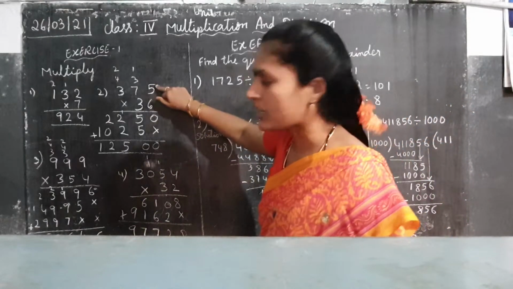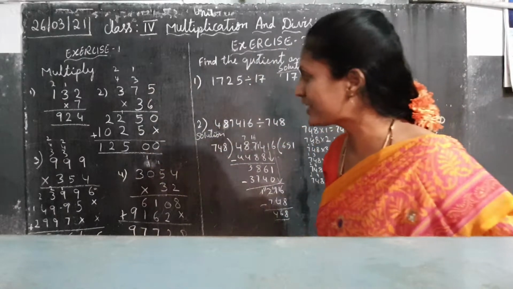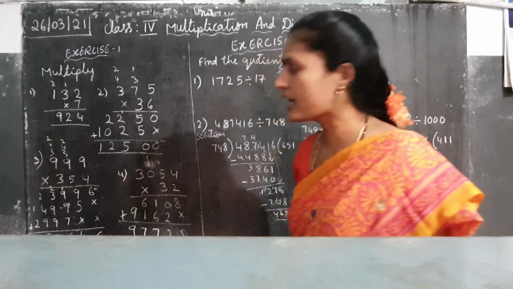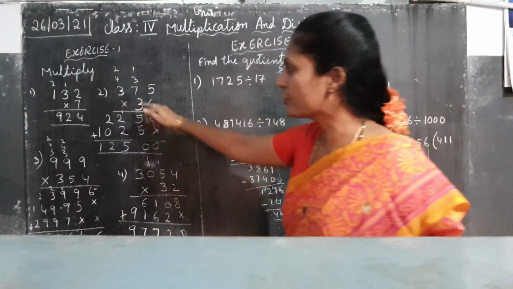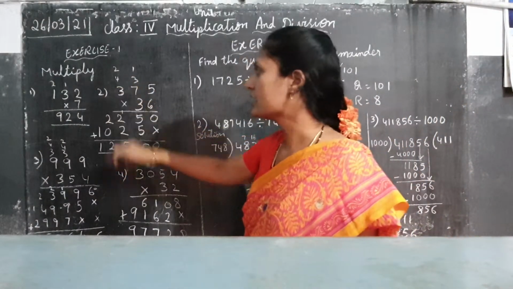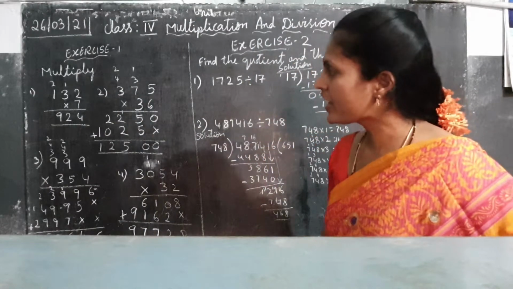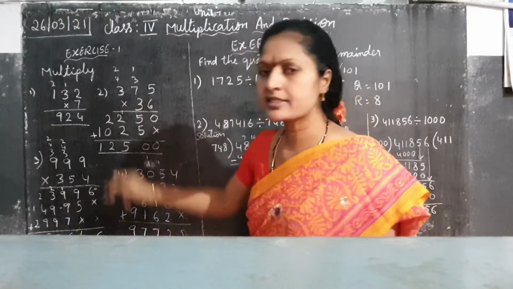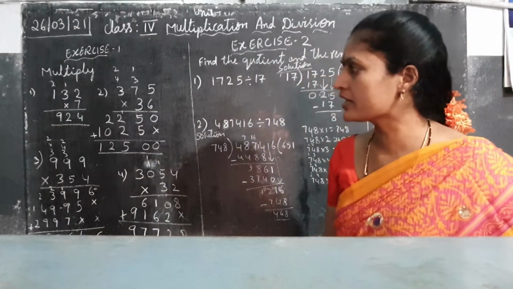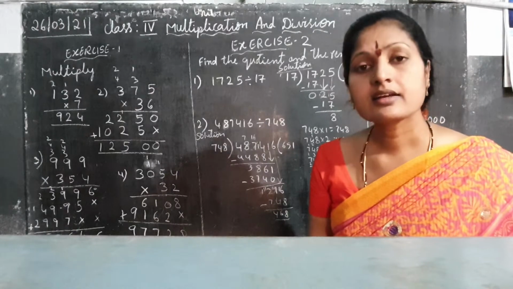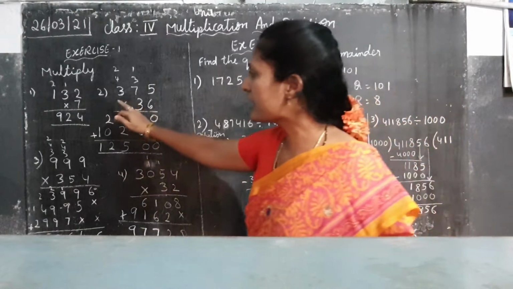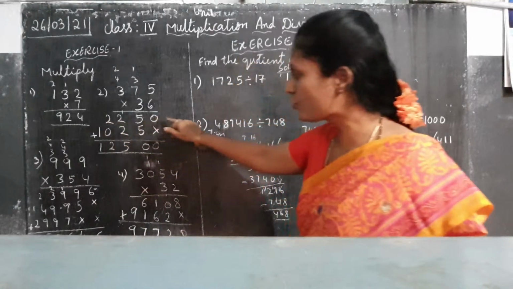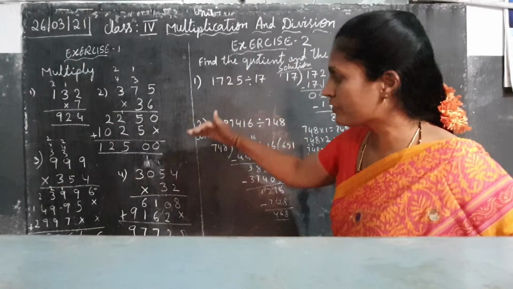Then 6 5s are. 6 5s are how much, children? 6 5s are 30. 3 carry and 0. 6 7s are 42. 42 plus 3 we have to add. How much happened? 45. Then 4 carry and we write 5. Then 6 3s are. 6 3s are how much, children? 6 3s are 18. 18 plus 4 we do, 22. First row over. Now the second row we have to write.